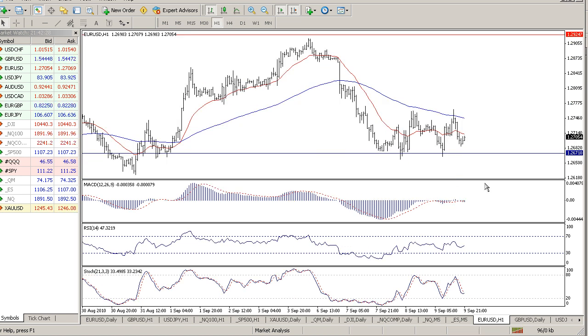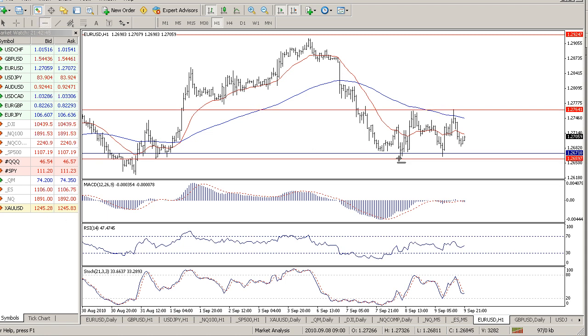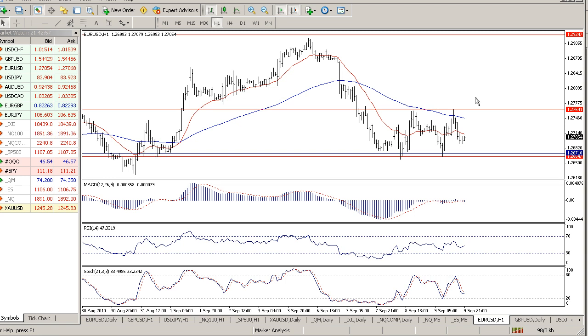Going to the hourly chart, here you can see that from last Friday's top, there was a strong decline on Monday and Tuesday earlier this week, and then the euro has been trading sideways in a very tight range here with resistance at 127.60 and support at 126.60. So very tight range here. A break on either side will likely produce a sizable move in the respective direction.